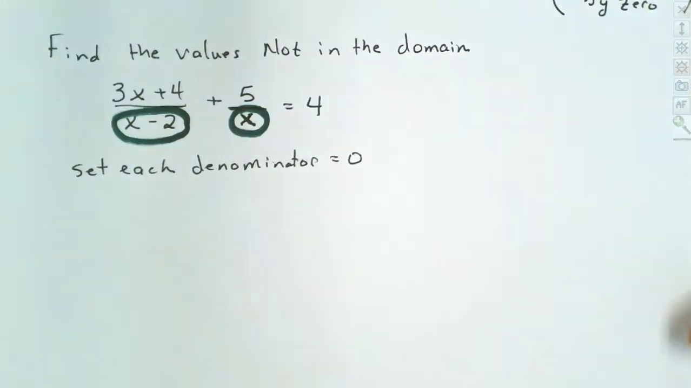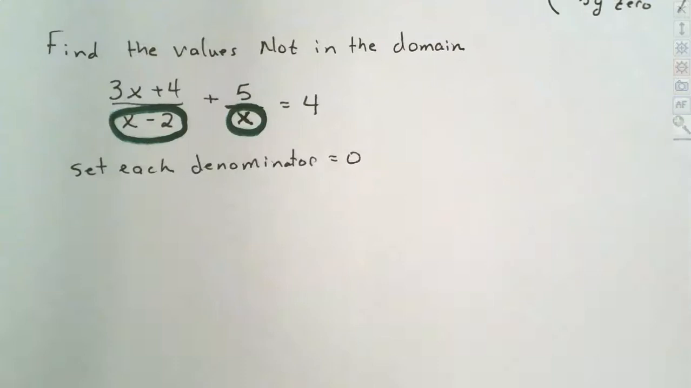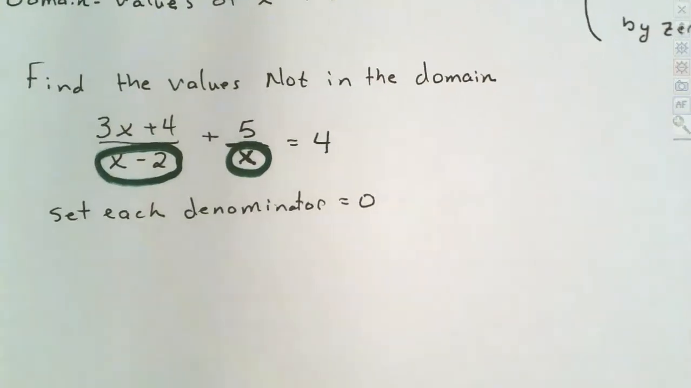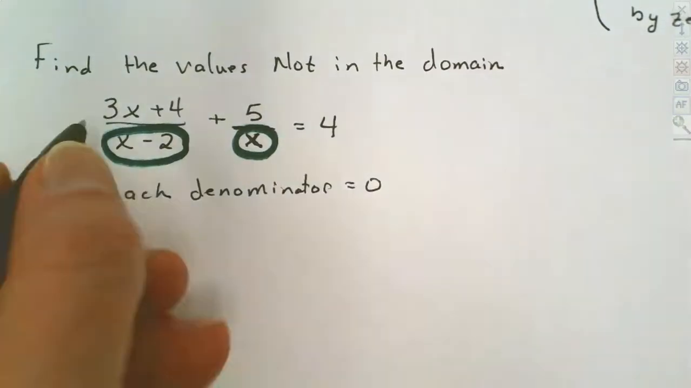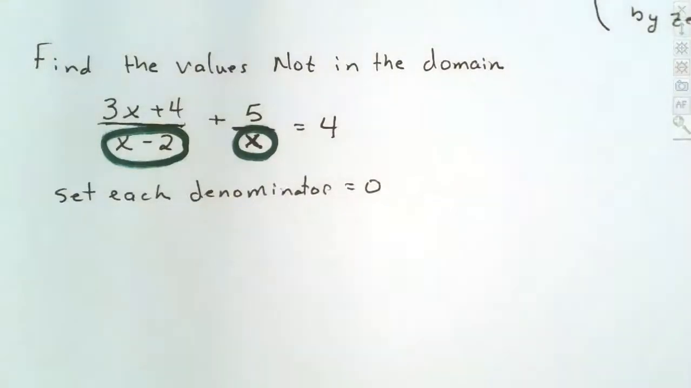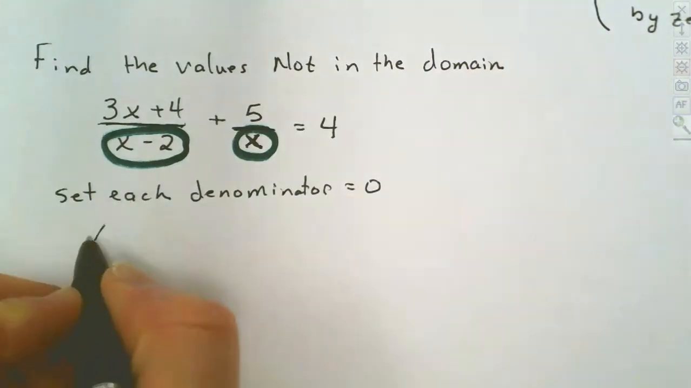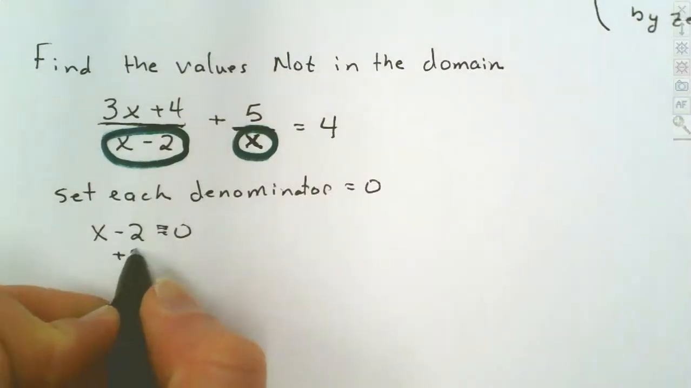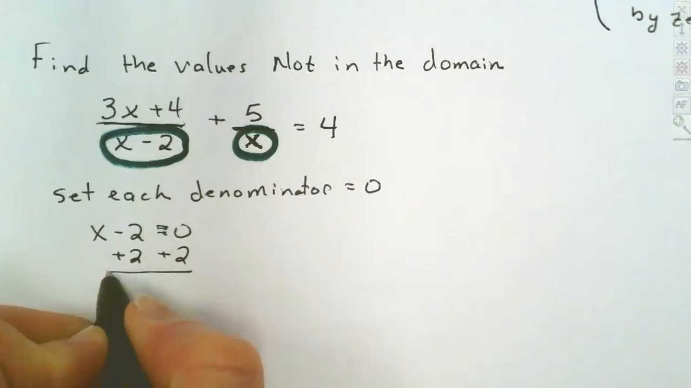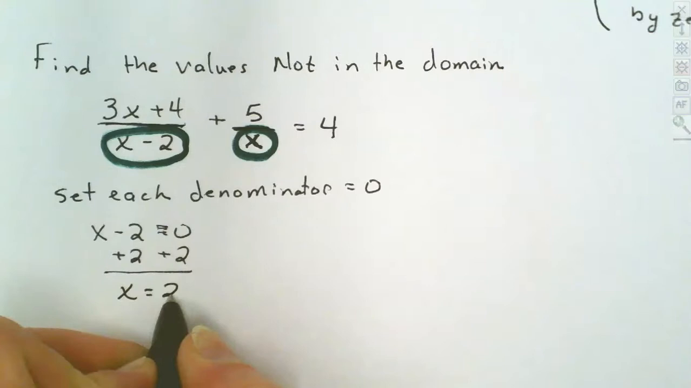Okay, so what we have is we've got 3x plus 4. I'll try to make it a little bit bigger too. Okay, so we've got 3x plus 4 divided by x minus 2 plus 5 divided by x equals 4. So we're going to set each denominator to 0. So x minus 2 equals 0. And we're going to add that 2. And that gives us then x equals 2.